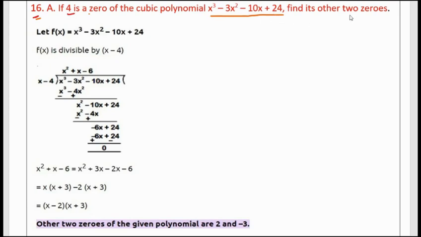16th question, if 4 is a zero of the cubic polynomial x cube minus 3x square minus 10x plus 24, find other two zeros. As it is a cubic polynomial, we have three zeros. One zero is given, students. We have to find the remaining two zeros. To find remaining two zeros, we have to do the division.